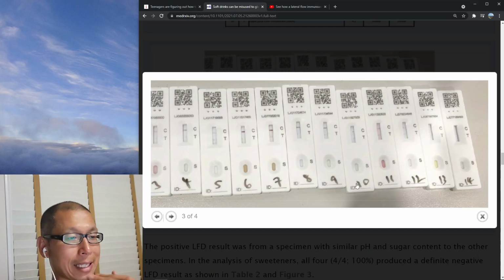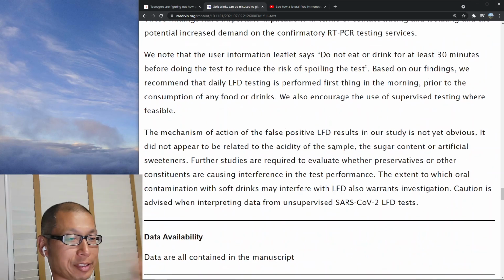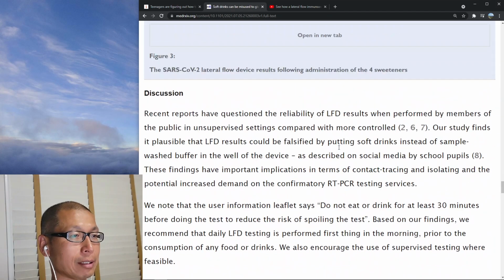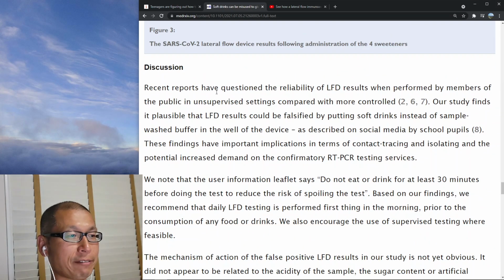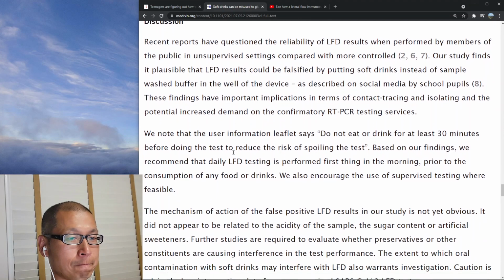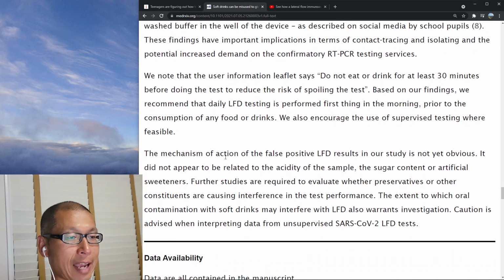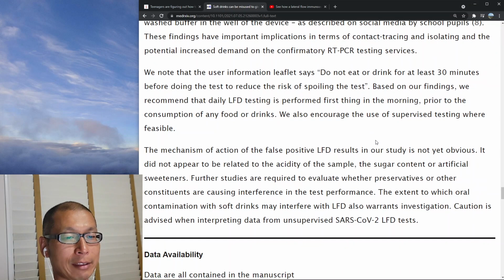Now, why is that the case? This paper, obviously, because they did it in like 3 days, they have no idea. So it says, our study finds it plausible that these lateral flow devices could be falsified by putting soft drinks instead of samples. The mechanism of action of the false positive is not yet obvious. So they don't know.